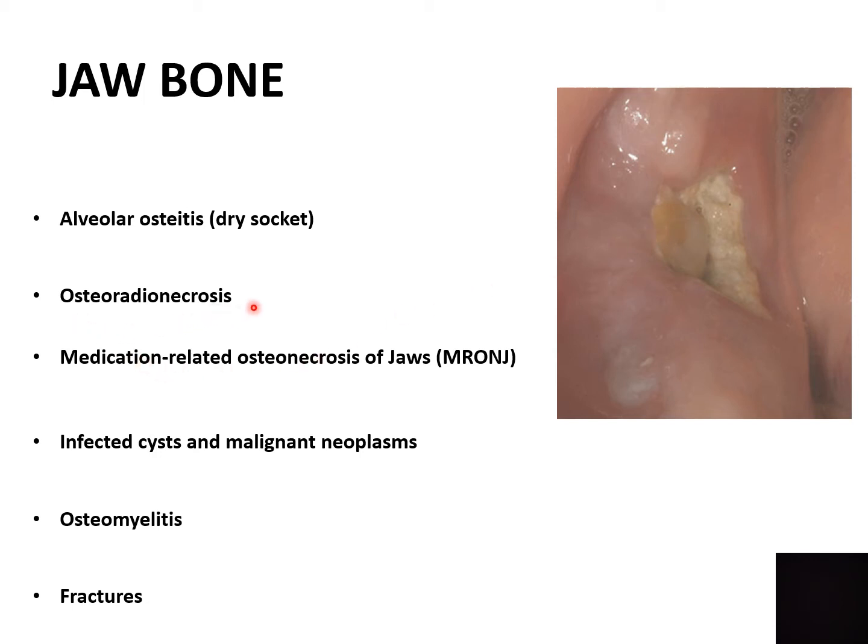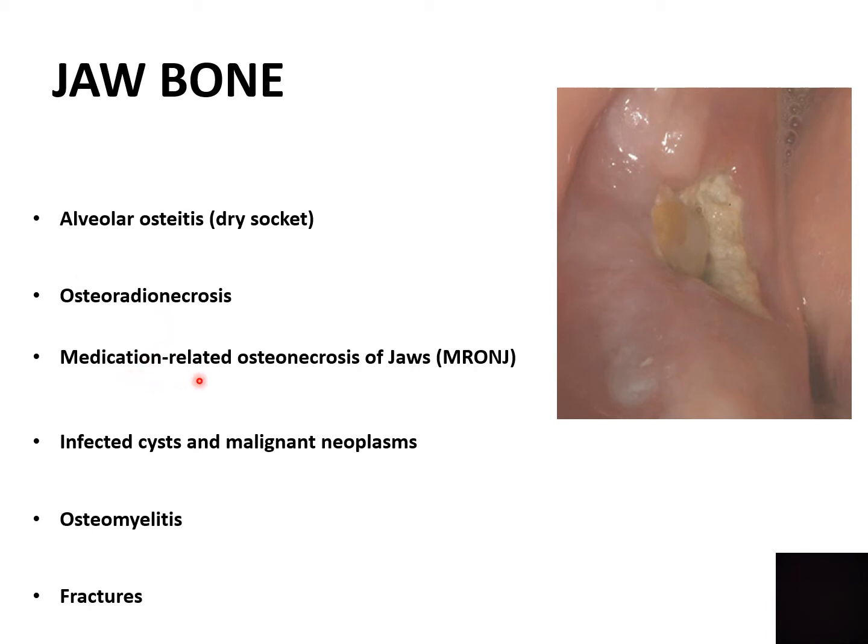Osteoradionecrosis is also a healing defect following surgical interventions. It's seen in patients who've had radiotherapy to the head and neck region for cancer management. It's a topic in its own right, and we'll discuss it in year 4 in detail.